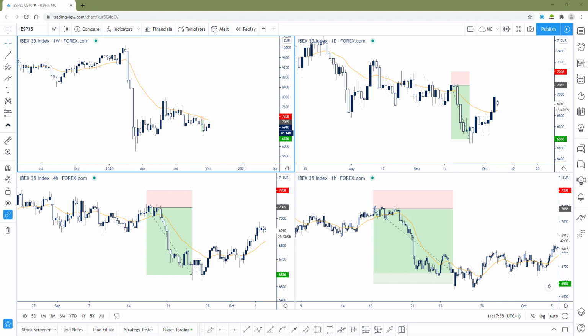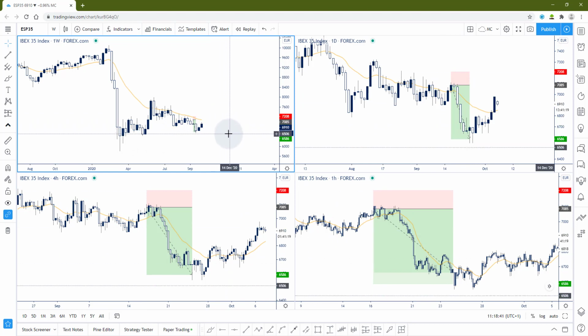Now on the screen you can see that I've broken down my screen into 4 time frames. I have the weekly time frame top left, the daily time frame in the top right, the 4-hour time frame bottom left, and the 1-hour chart in the bottom right. Starting out, let's take a look at the long-term price action first to see what has happened.